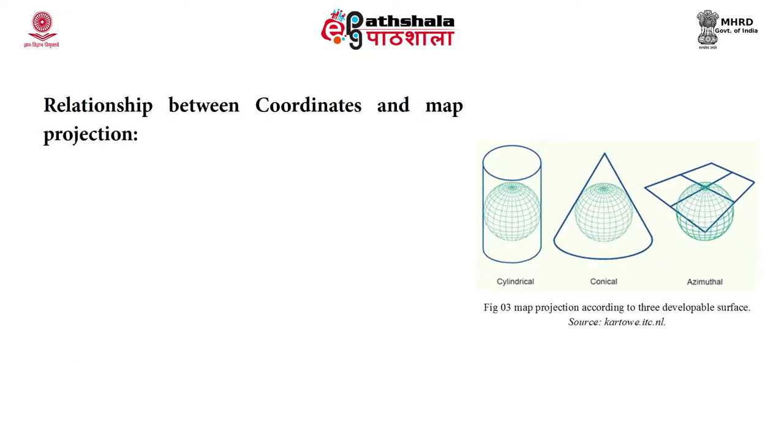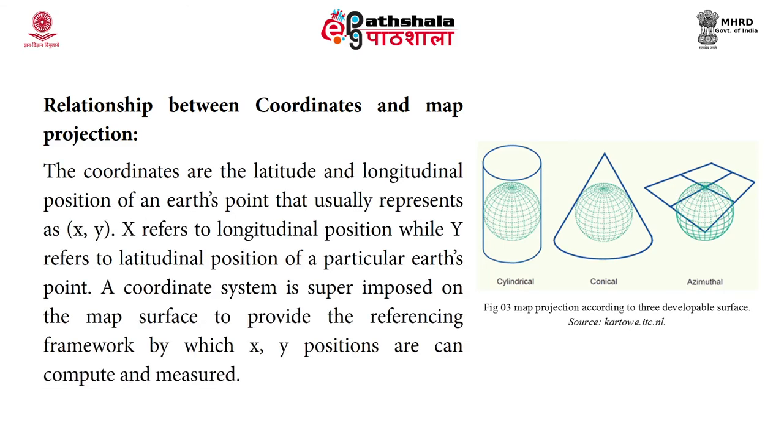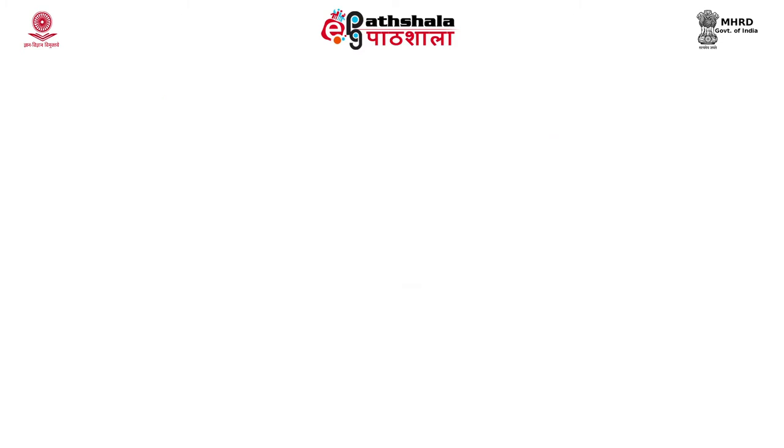Students, now let us look into the relationship between coordinates and map projection. The coordinates are the latitude and longitude position of the Earth's point, usually represented as x and y, where x refers to the longitudinal position while y refers to the latitudinal position of the particular Earth's point. A coordinate system is superimposed on the map surface to provide the referencing framework by which x and y positions can be computed and measured.